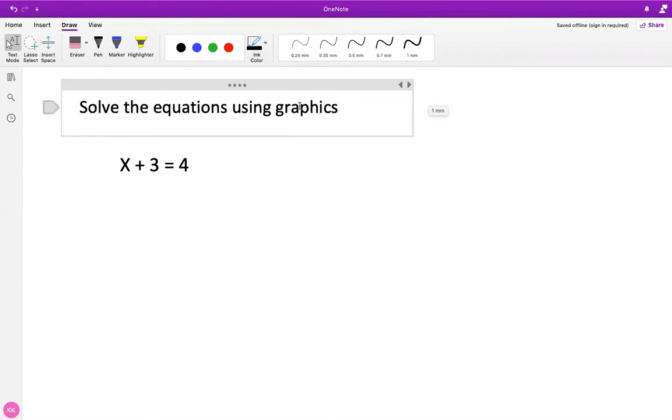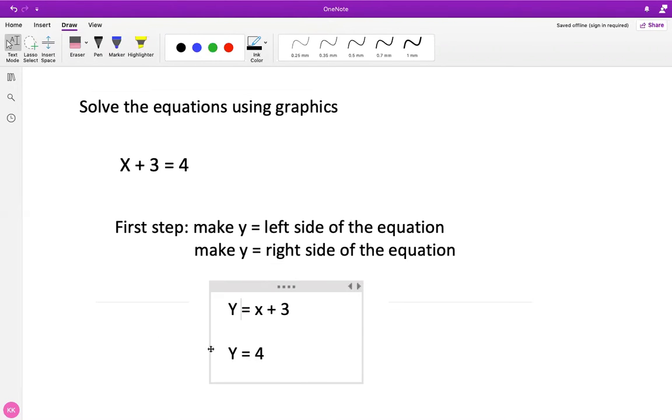When I say graphic method, it means that I'm mentioning the functions. So how can I use functions to solve the following equation? x plus 3 equals 4. The first step is to make y equal to the left side of the equation and y equal to the right side of the equation. So basically I just need to set y equal to these things.